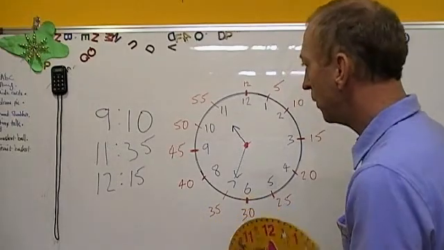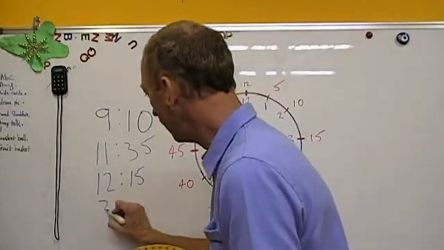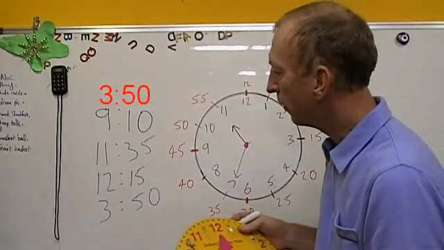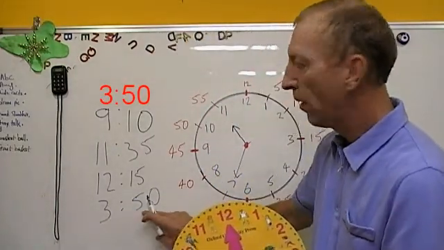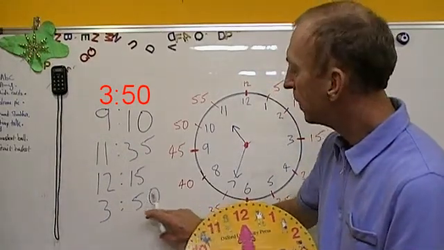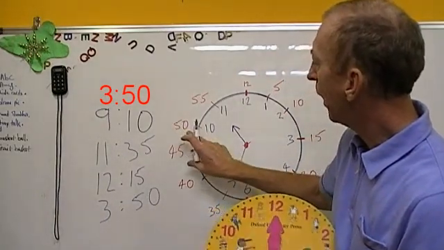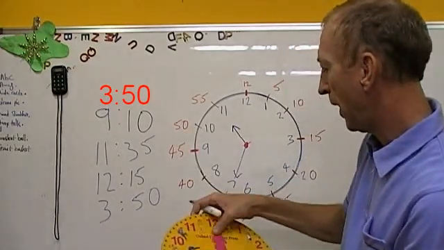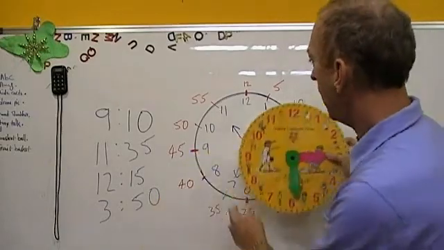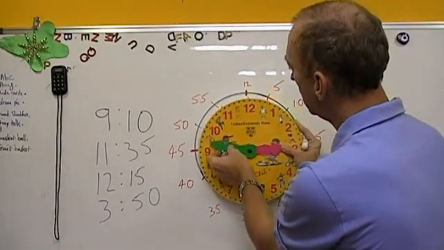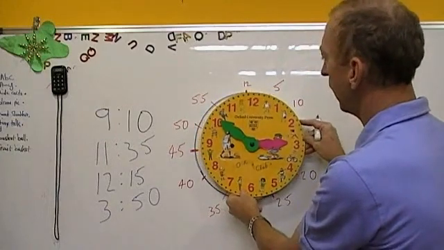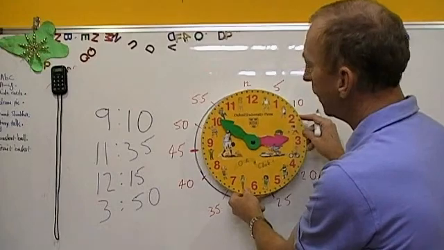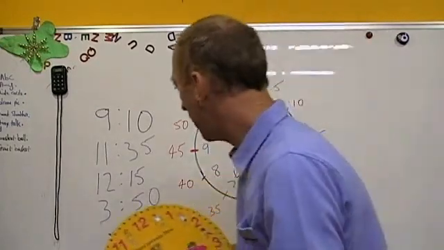Okay, let's use another example. Again, we just simply read from left to right, 3:50. Where is 50? It's up here, where the 10-minute mark is. So again, we set our clock, the small hand points to the 3, and our large hand points to the 50. Our clock looks like this. 3:50. Okay, let's have a look at another time.